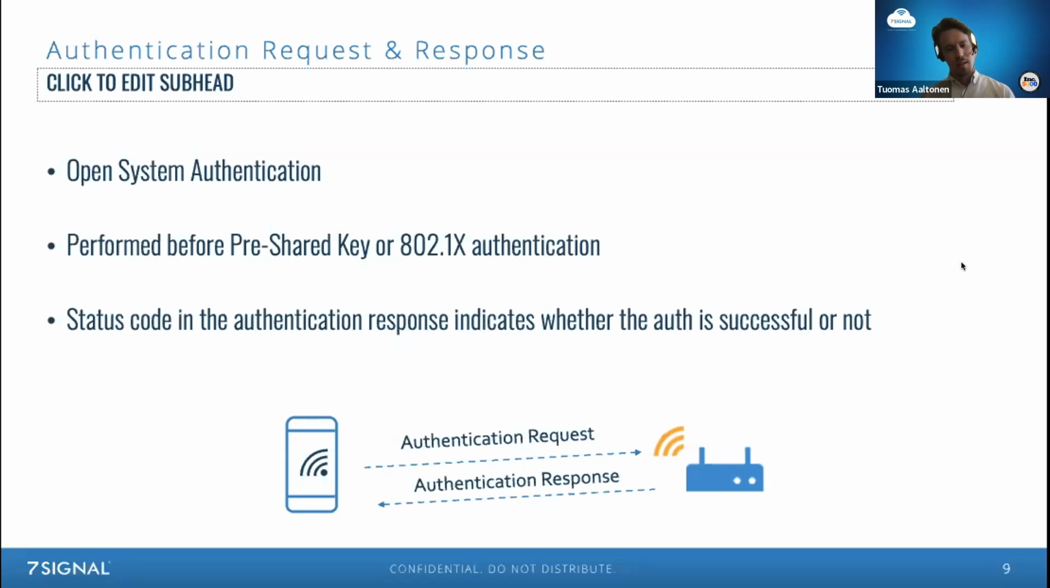So we are not yet authenticating who the user is, but it's for the client to inform the AP that, okay, hey, I would like to join. AP responds, okay, I'm fine with that. Go ahead and let's move on to the association part. And there's a status code in the authentication response, which indicates whether the authentication is successful or not. Fairly simple process, actually.